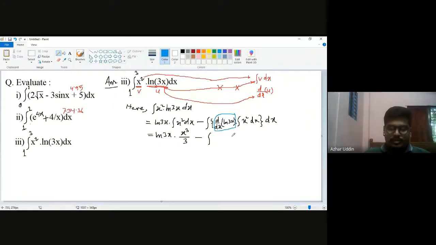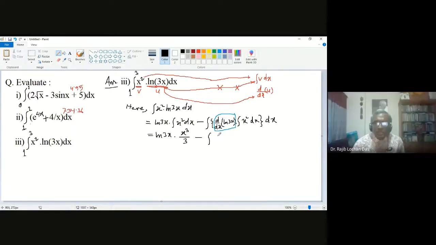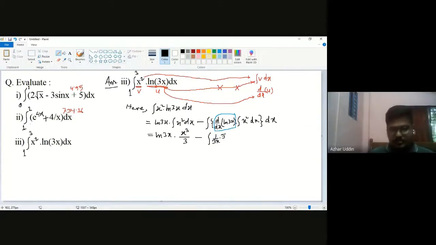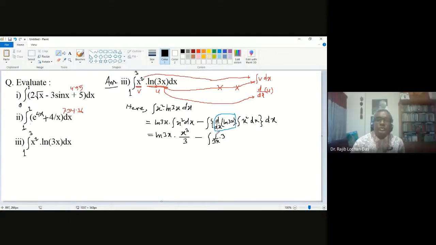d/dx of ln 3x is equal to 1 by 3x into d/dx of 3x. Correct. So it is 1 by 3x, then into 3. So why 3? Because d/dx of 3x is coming here, it is 3. And then you have the integration here, so that is x cube by 3 again.